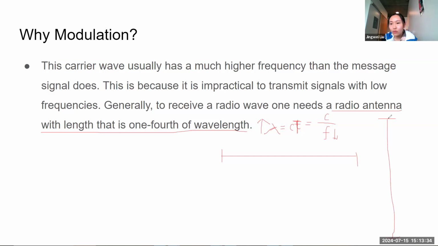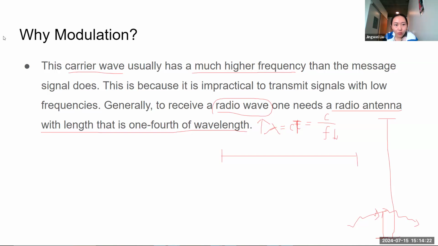Then you need to build a really, really tall antenna in order to transmit a radio wave of low frequency. Therefore, if you have a carrier wave with a much higher frequency, then you can build a comparatively shorter antenna and transmit the wave easily. It is impractical to build a very tall antenna. So this is one of the reasons why people use modulation: to transmit the radio wave with a limited antenna length.